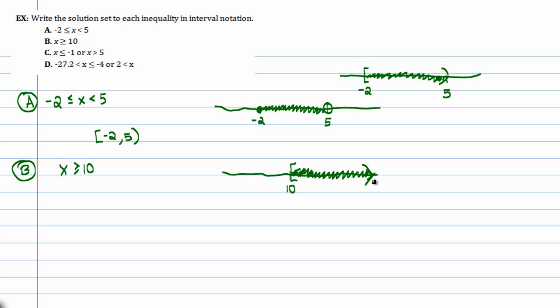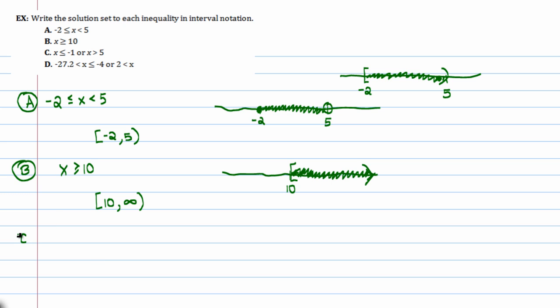And that actually tells me my notation. It tells me that my interval notation will start with a bracket, 10, comma, and there's no end to this shading. So in other words, it goes on to infinity. And then, because we can never actually grab infinity, infinity is only a concept, not a number, you have to put a parenthesis on that.